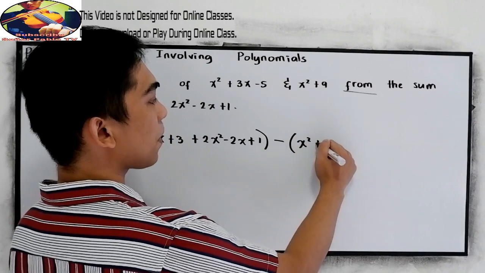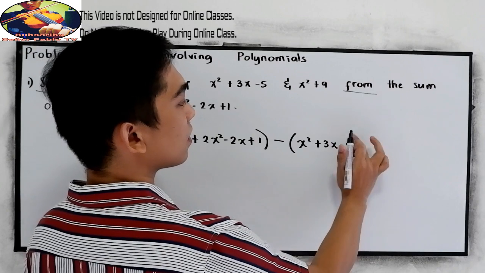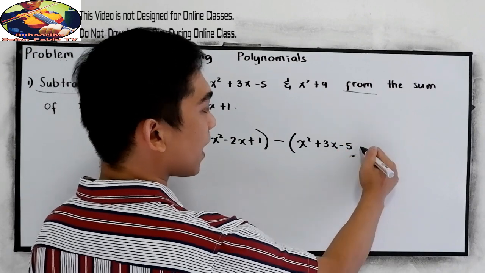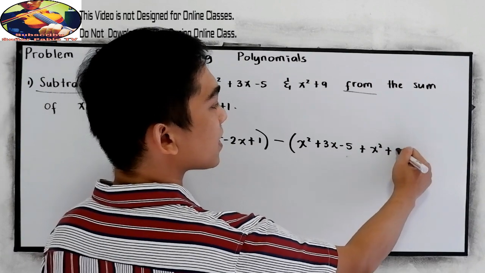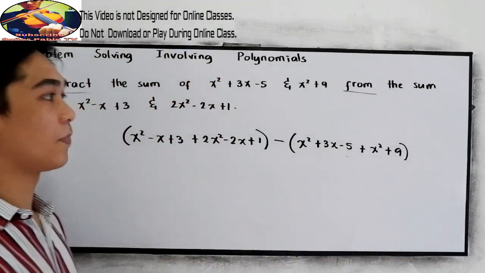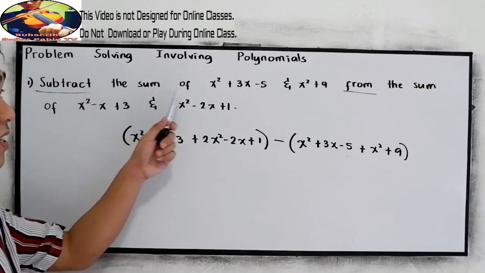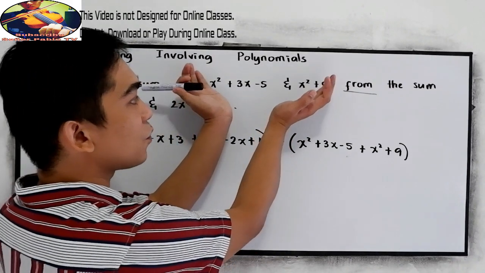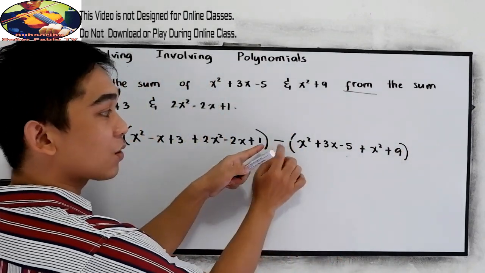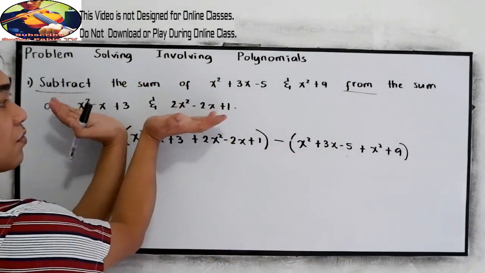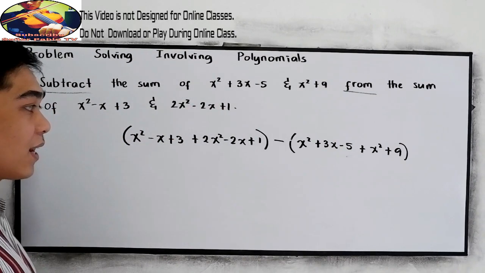x squared plus 3x minus 5 plus x squared plus 9. Okay, again let us repeat. Subtract the sum of, so we need to get the sum of this and subtract the sum of these expressions. Now combine like terms.